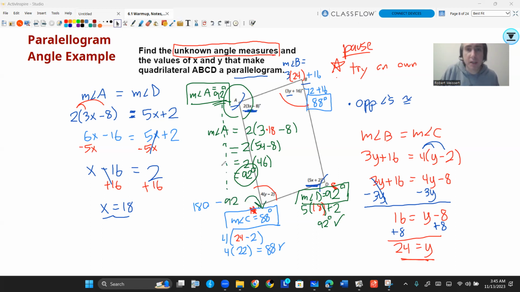So there's a couple different ways to get all the extra angles once you have your variables. But let's go ahead and circle everything. We have all the variables. We have all the angle measures. Hope these problems were helpful for you. The next videos will go over some other types of parallelogram properties.